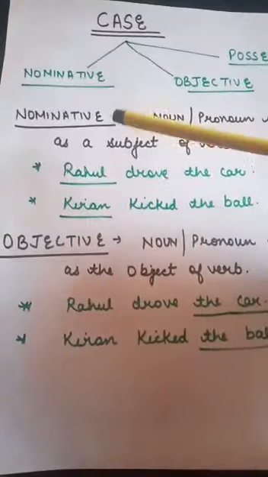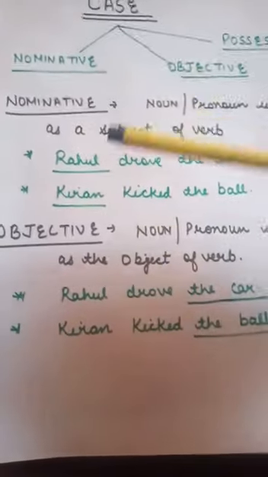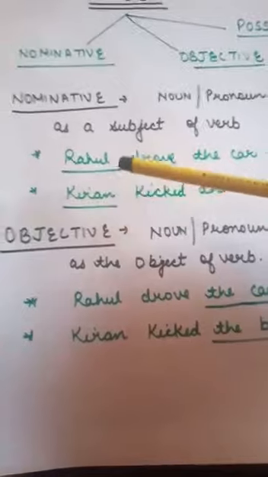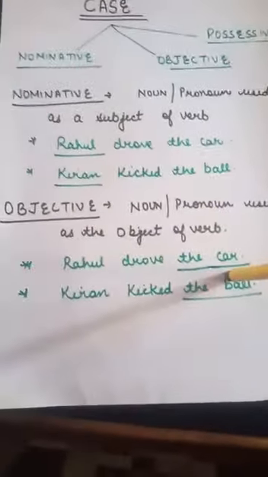Okay, this way you can classify them, nominative and objective. It's very simple. Nominative is simply the subject noun of the sentence, while the one on which the subject is doing something is the objective case.